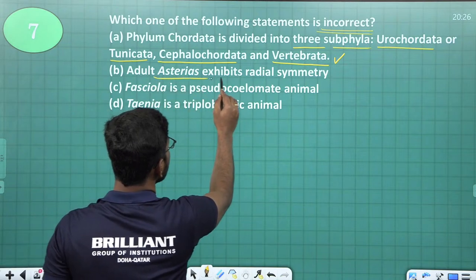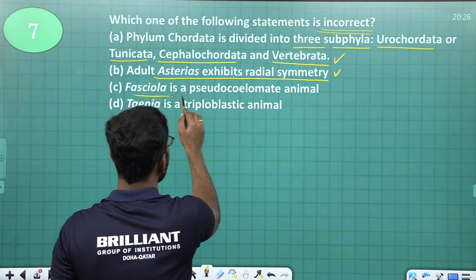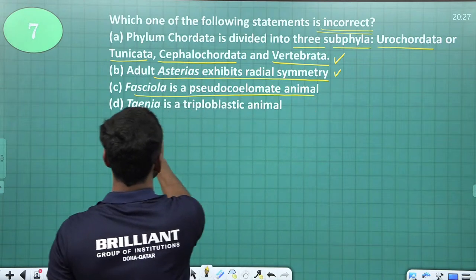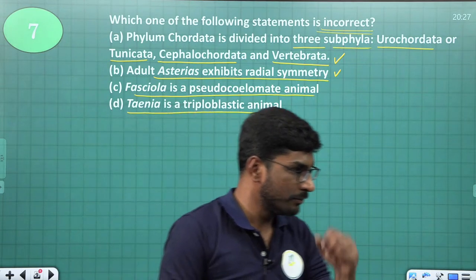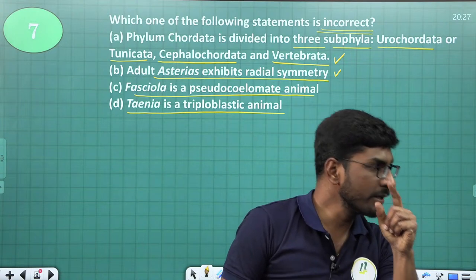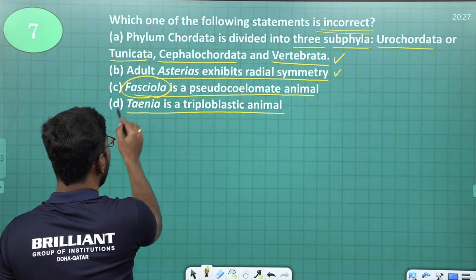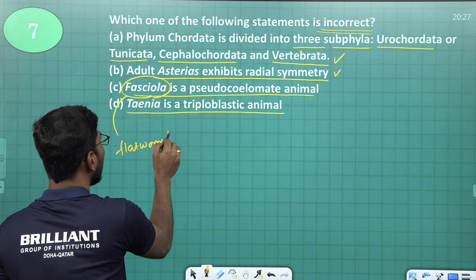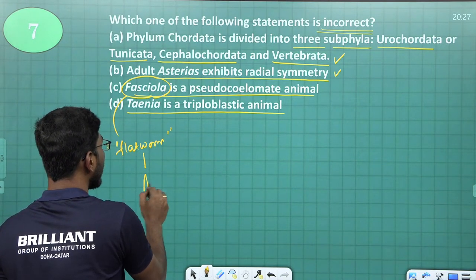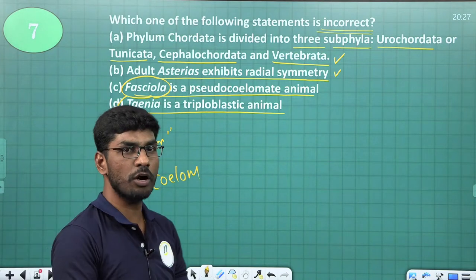Adult Asterias exhibits radial symmetry, correct. Fasciola is pseudocoelomate. Next, Taenia is triploblastic. Something wrong is there, my dear. Yes, absolutely, Usna. Here it is given what? Fasciola is a flatworm. Flatworm, beta. Flatworms are platyhelminthes. Platyhelminthes are acoelomate. Coelom is not there.